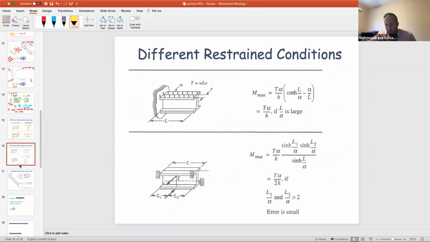Let's look at this one. One end is fixed. You're having W applied. The torque would be equal to this expression. The maximum moment can be found from this expression. Again, if L over alpha is large, you can use this formula. Okay?